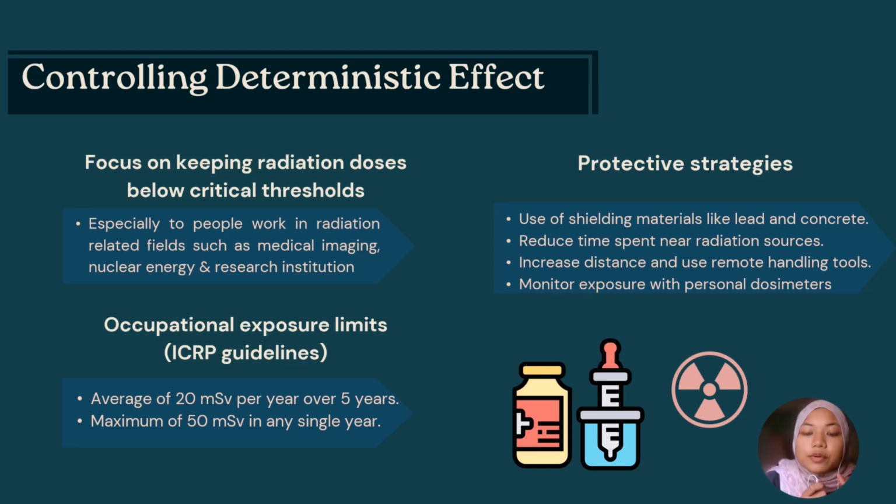And then, for the protective strategies, the use of shielding material like lead and concrete as an additional protective measure. The second one is to reduce the time we spend near radiation sources. Next one is to increase distance and use remote handling tools. And lastly, to monitor exposure with personal dosimeters. Workers are typically equipped with dosimeters to monitor accumulated radiation exposure and ensure it remains within acceptable limits.